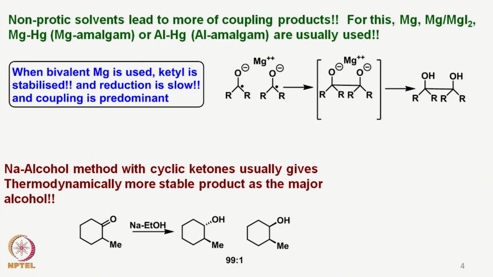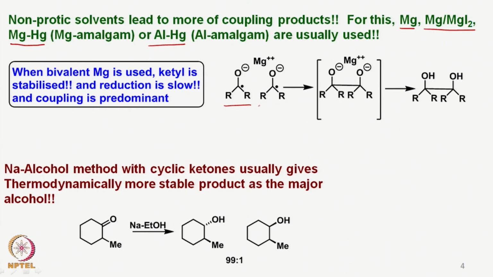Now for this coupling to take place, we need to use magnesium or a magnesium iodide mixture, or magnesium amalgam or aluminum amalgam. These are generally the metals or the systems that are usually used. When we use bivalent magnesium, the ketyl, this is what is called ketyl or the radical anion, is basically stabilized of course, and reduction is slow and coupling is dominant.